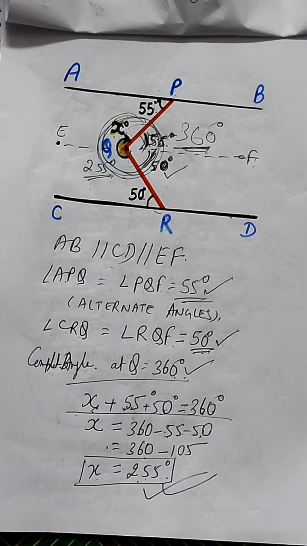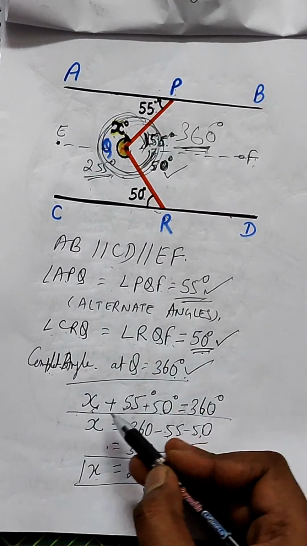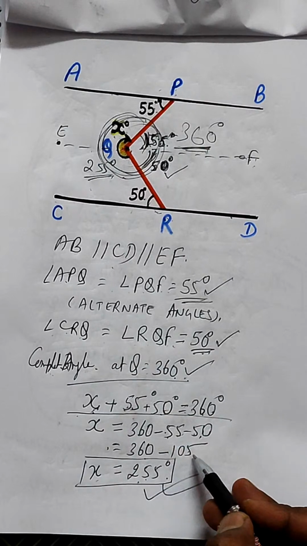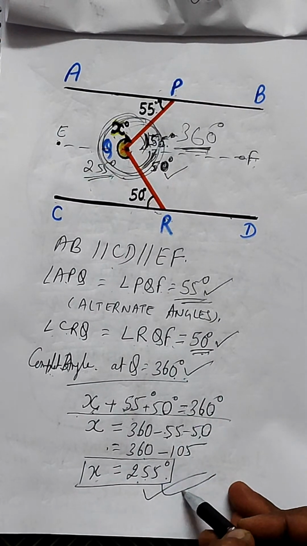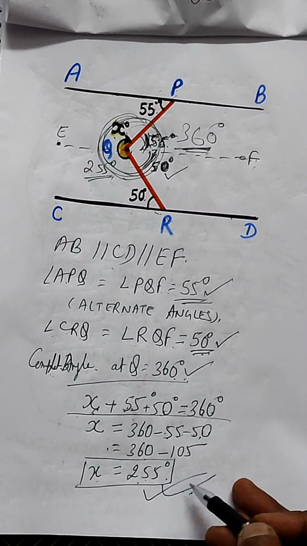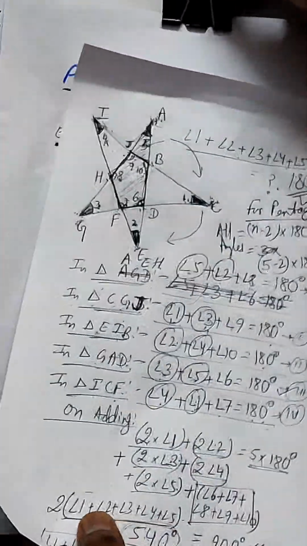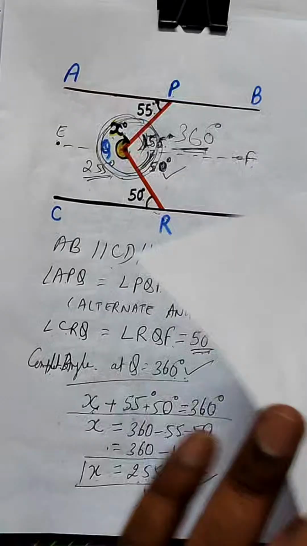Now just put in the values of 55 and 50 to get x as 360 minus 105, which is coming as 255 degrees. So this is our answer. So this is the second question which we have learned today. And the last question, or you can say the first question which we have learned, is this one.